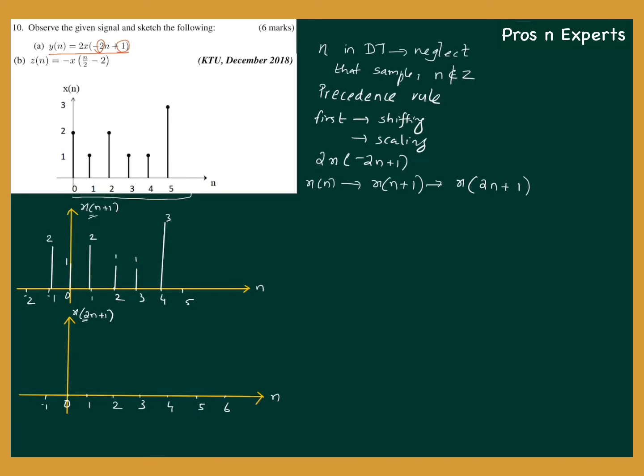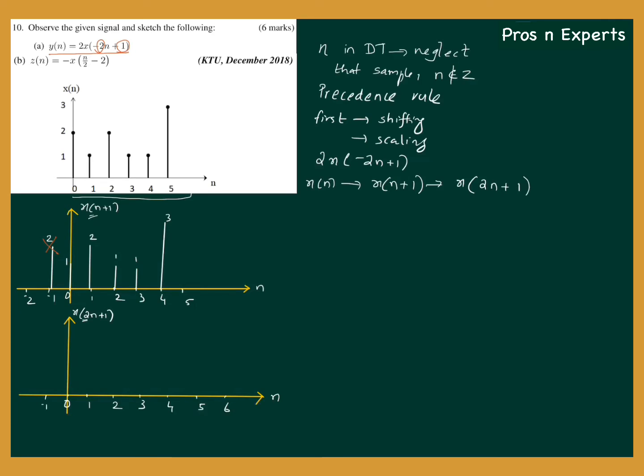So the amplitude at n equal to minus 1, that is amplitude 2, this sample as such should be occurring at minus 1 by 2. But is that possible? No, as I've already told you, in discrete time signal, if your n is not an integer, then neglect that sample. So as per our theory, the sample at minus 1 should be occurring at minus 1 by 2, but minus 1 by 2 is not an integer, so we have to neglect this sample. You no need to draw this sample, that is gone.